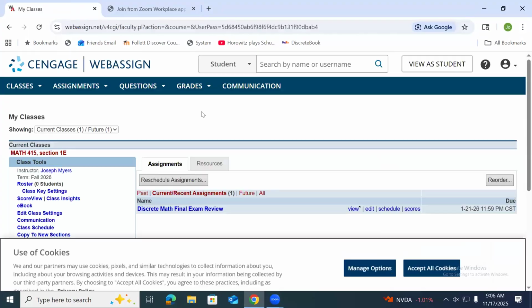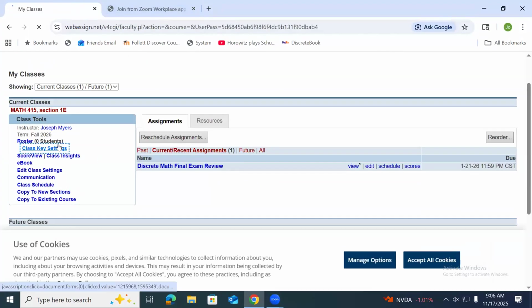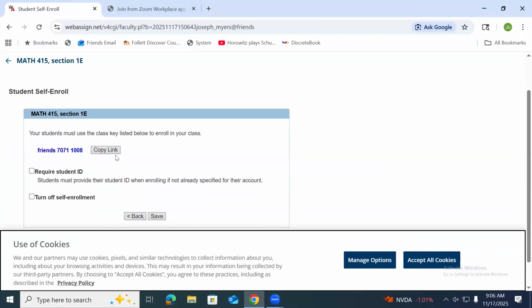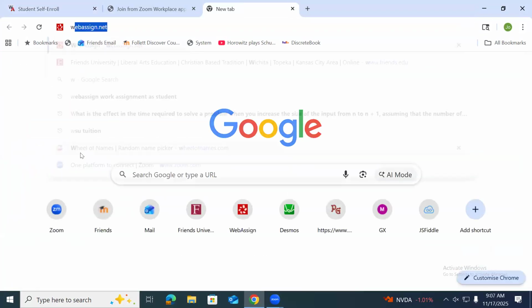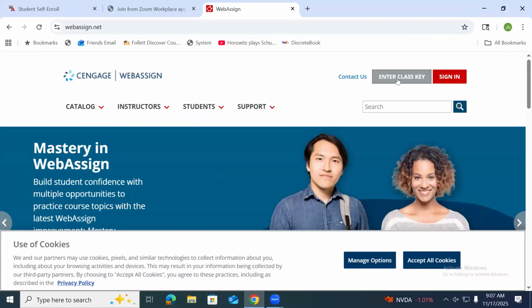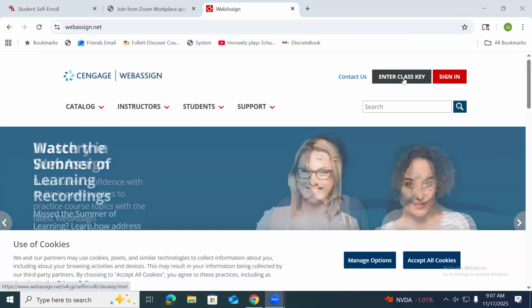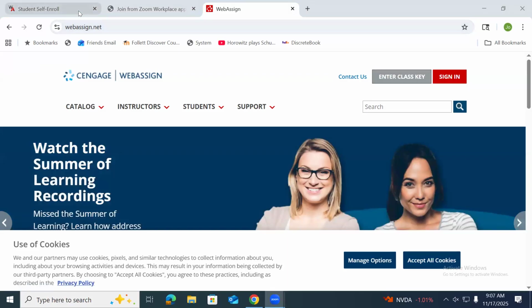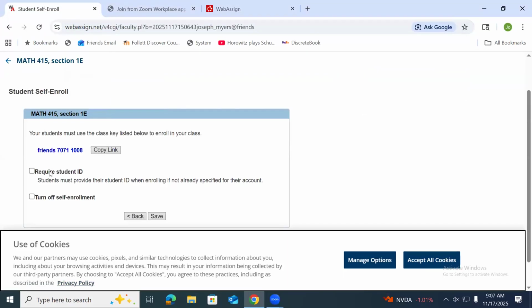Basically what I can do is send you a class key like this, and you can go to webassign.net and copy that class key, or I can copy a link and you can click on the link. You can go to webassign.net, click enter class key, put in that class key and get signed in. Or you can click on the link and do the same thing. But today I'm going to show you what you'll see inside of WebAssign.